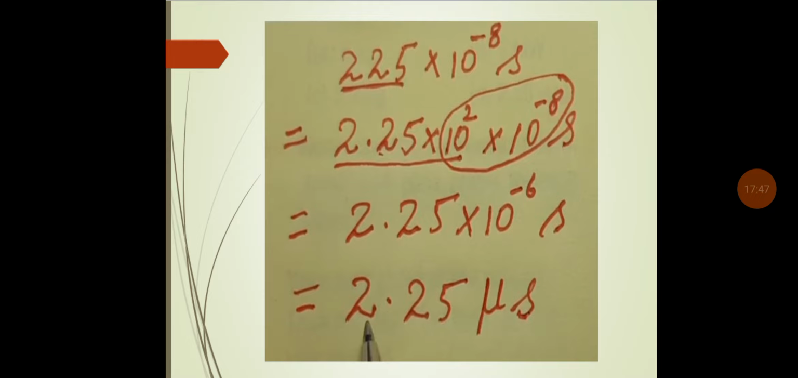Similarly, 225 into 10 power minus 8 second. Its standard form is 2.25 into 10 power 2, and then 10 power minus 8. So 2 minus 8 equals minus 6, and minus 6 equals micro. In this way we convert the prefixes from one form to another.